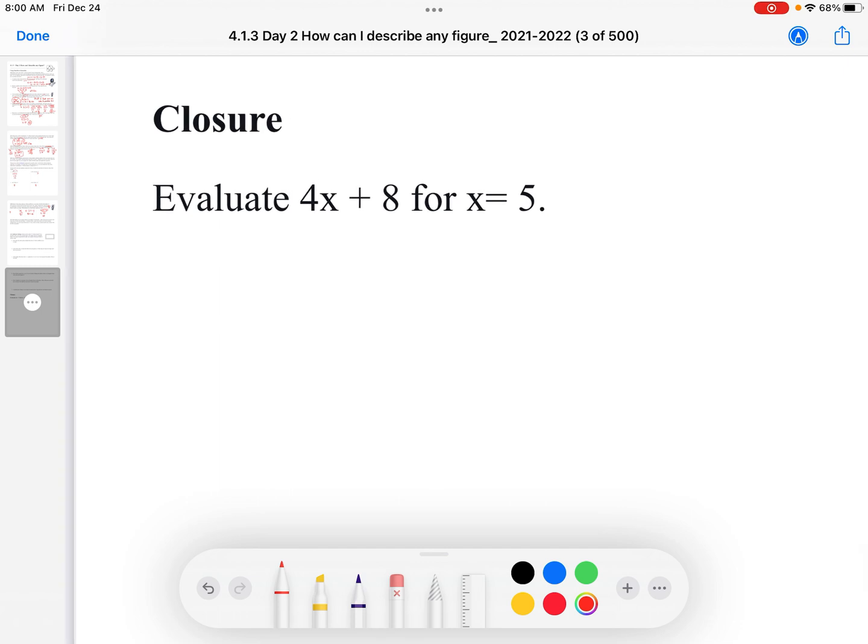Closure. Evaluate 4x plus 8 for x equals 5. 4 times 5 plus 8. 4 times 5 is 20. 20 plus 8 is 28.